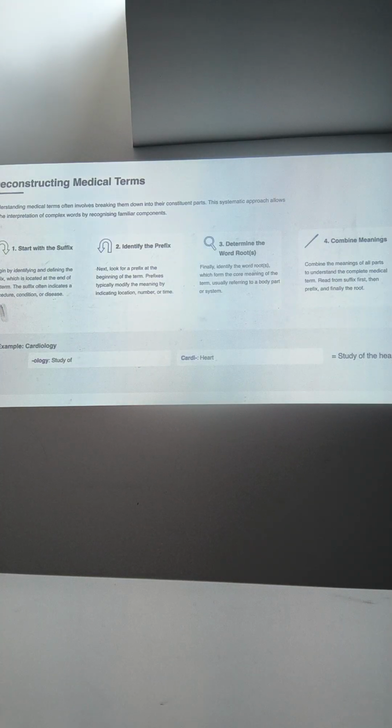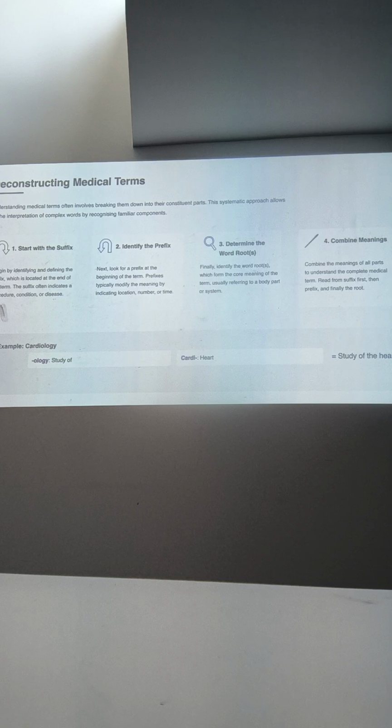All right, so it's a lot of words to remember in the medical field. The way to go about it is not to remember the whole word, but to deconstruct it. The approach is simple. It allows for interpretation of complex words by recognizing familiar components. You do that by starting with the suffix, the end of the word. You begin by identifying and defining the suffix, which is located at the end of the term. The suffix often indicates a procedure, condition, or a disease. So if we look at the example of cardiology, ology, study of, that's the suffix.